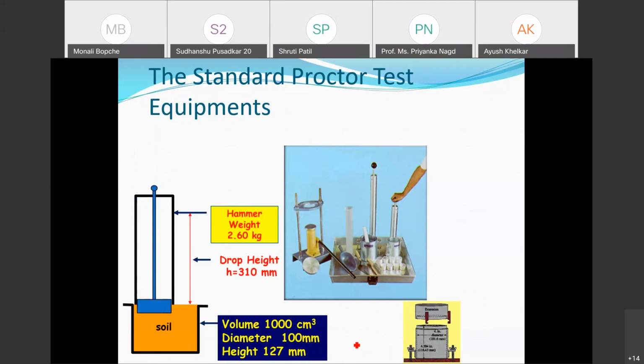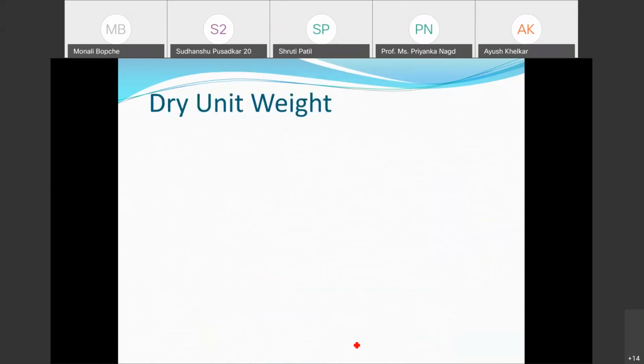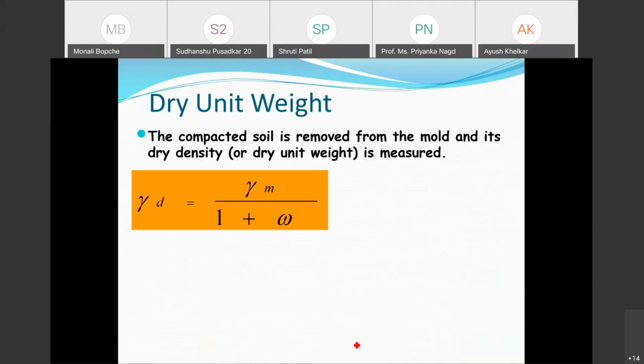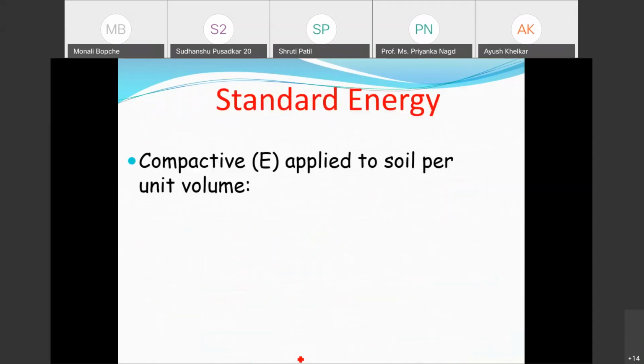There are 25 such blows taken all along the surface, and it is filled in 3 layers. Okay, so we will note down the water content, note down the weight of the moist soil, and we find out the water content, and then we can plot it. So gamma D will be calculated. Once you know the bulk unit weight and water content, you can get the gamma D. So all these will be calculated and we can plot it.